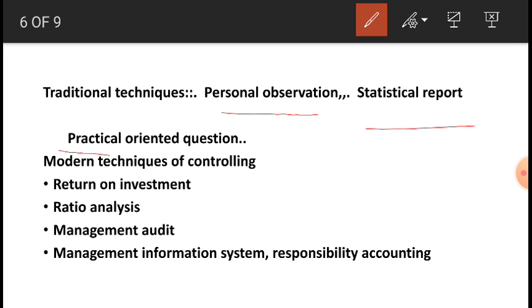Now practical oriented question 1. Modern techniques of controlling. Which are the modern techniques of controlling? You should write, no explanation is required here. I am repeating it once again. Practical oriented question, modern techniques of controlling. There is no need of explanation. Yes? You should write return on investment, ratio analysis, management audit, management information system. Last one is responsibility accounting. Okay, so all 5 points.